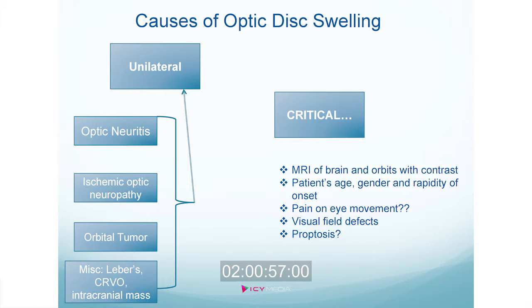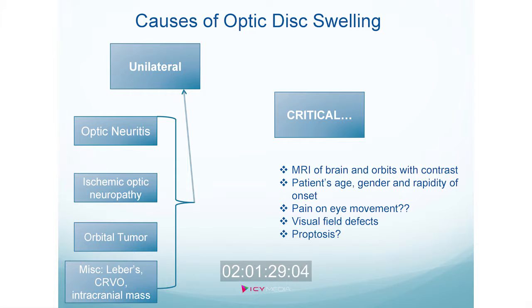And these were the differentials, or the main differentials: optic neuritis, an ischemic optic neuropathy, an orbital tumor, or the miscellaneous ones. And we need to look at the critical things here. What are the critical items that we need to consider in a unilateral disc edema? We need to get an MRI of the brain and orbits, right? We need to make sure there's no demyelinating disease. Okay, perhaps we need to do the scan with gadolinium, okay, to rule out demyelinating disease. We also have to make sure there's no orbital tumor in a unilateral case.